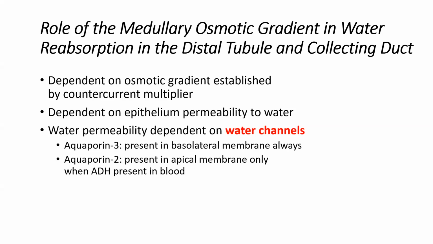or antidiuretic hormone. So if we have lots of ADH in the blood, remember that's coming from the posterior pituitary, it's going to stimulate the cells of the distal tubule and the collecting duct to insert more of those aquaporin 2 channels to allow more water to be reabsorbed. But on the basolateral surface, we always have aquaporin 3 channels. They're not influenced by any hormone.